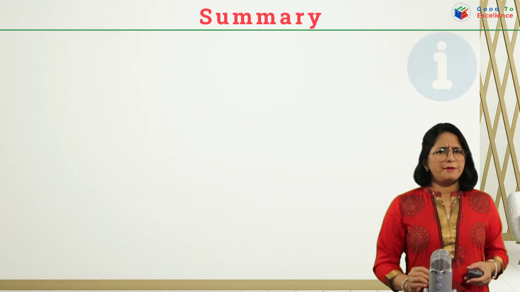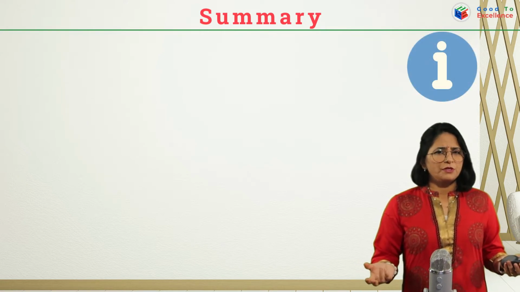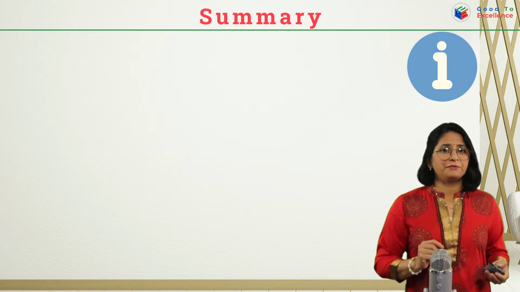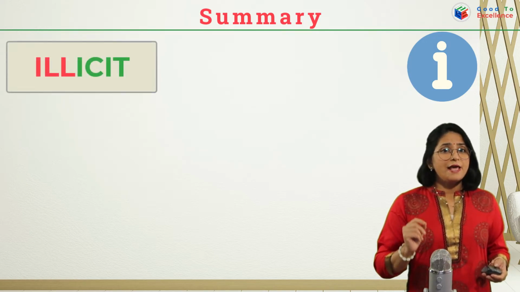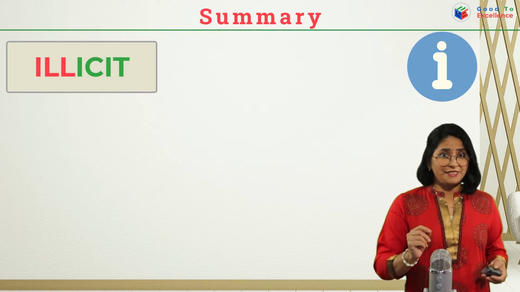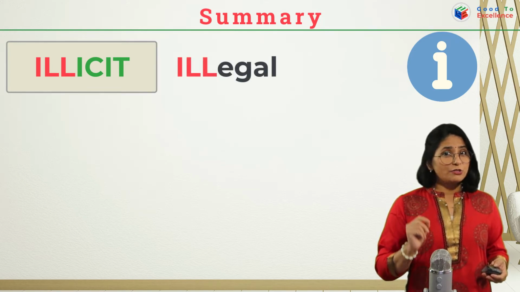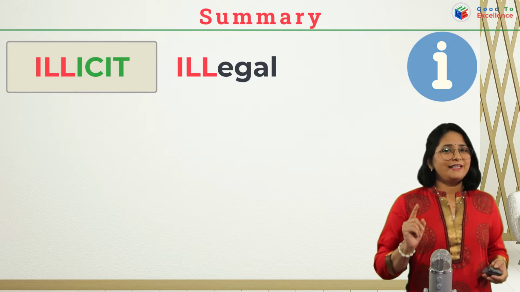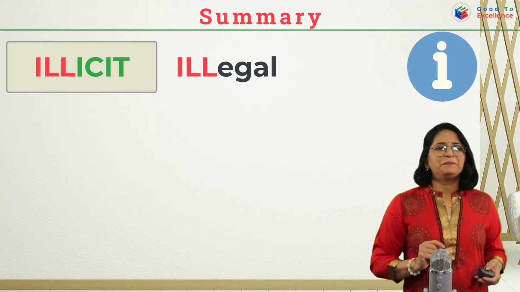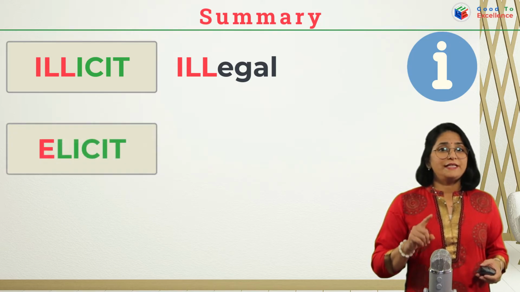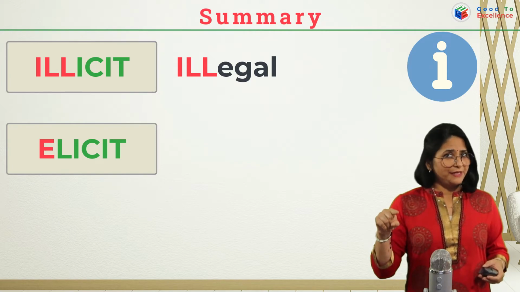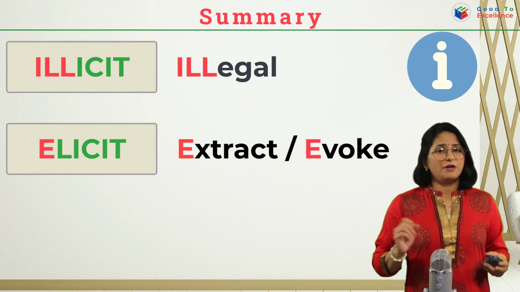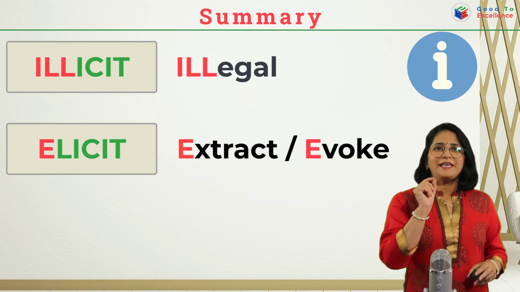Now, how do we remember which is which? This is a tip I am giving you. I-L-L-I-C-I-T, illicit, means illegal, and that also has L-L in it, right? I-L-L-E-G-A-L, illegal. The other one is E-L-I-C-I-T, has E. And what is the meaning of it? Extract or evoke, and both have E in it.